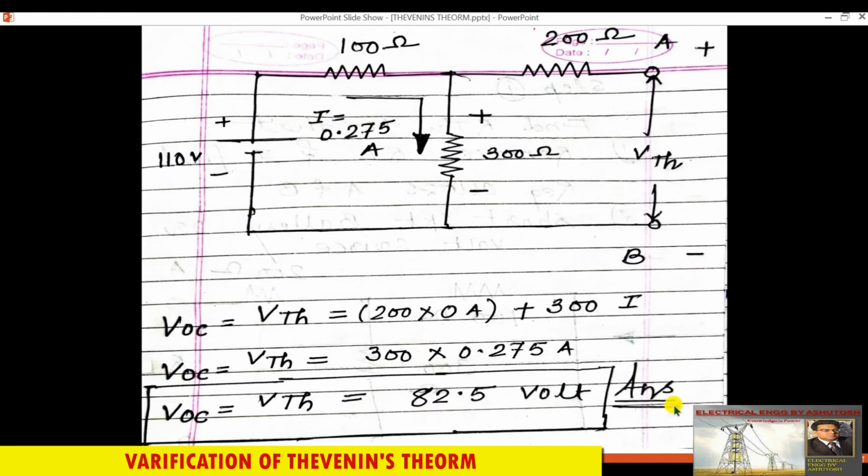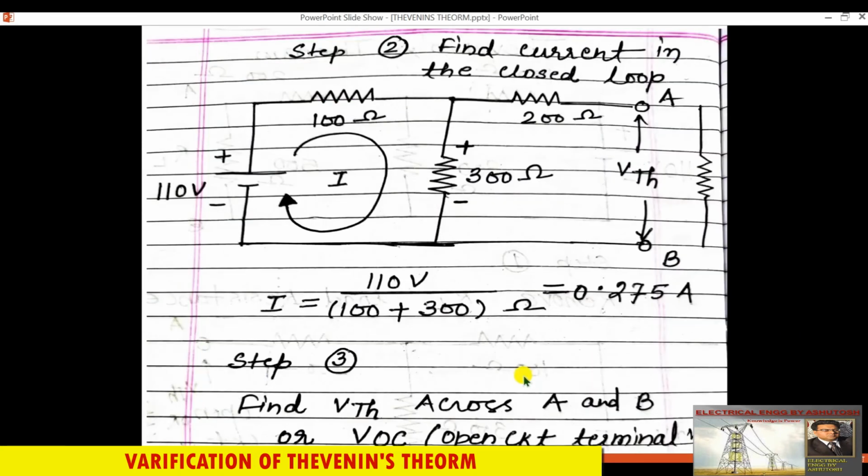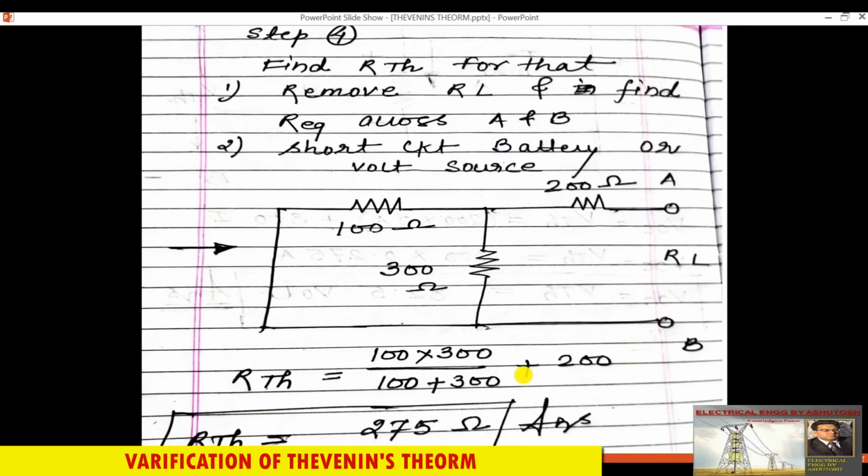This is our answer. Okay, so this is the Thevenin's voltage. Now, moving further, the next step is to find RTH. So guys, in the previous circuit, replace the voltage source by a short circuit. To find RTH, remove the load resistance. We have removed the load resistance already here.